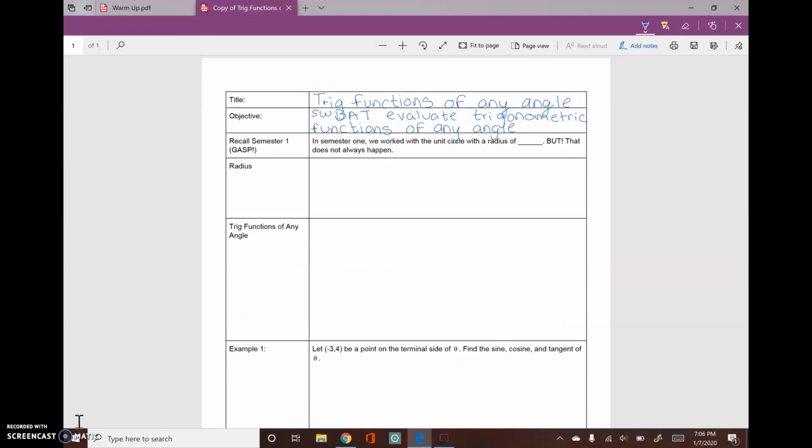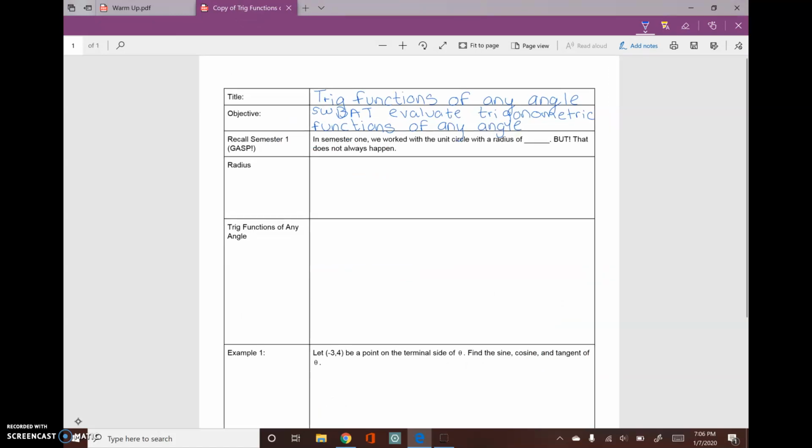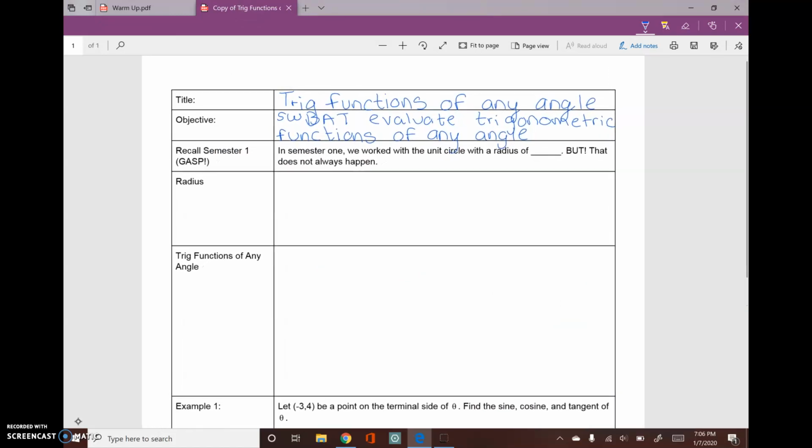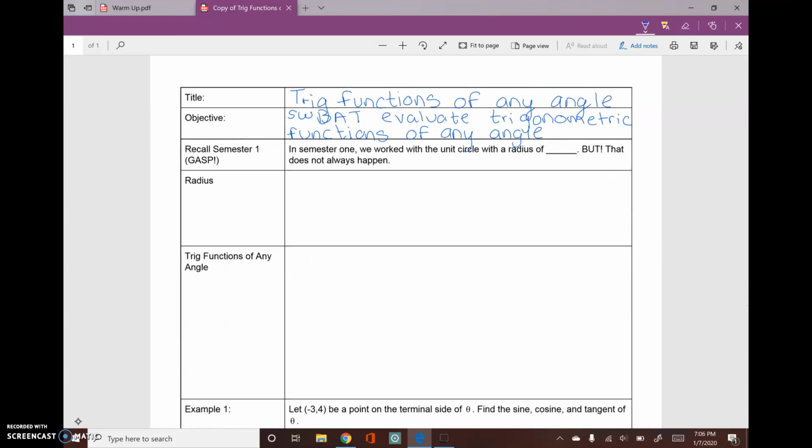So, I apologize for the writing, but it's kind of hard to write on this computer. The title is Trig Functions of Any Angle. So students will be able to evaluate trigonometric functions of any angle. So recall from semester 1, I know, it was so long ago. But remember, in semester 1, we worked with the unit circle with a radius of what? Of 1, yes.